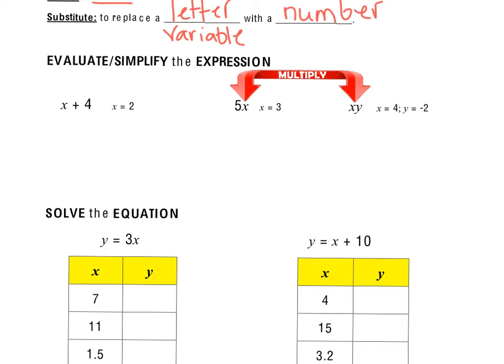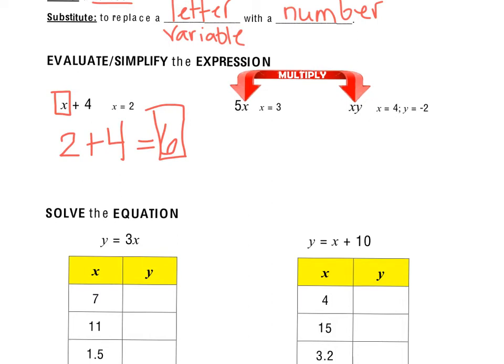So when we substitute, it says x plus 4. So remember, we have x plus 4, and remember our x equals 2. So what we're going to do is we're going to plug in 2 into x, and then we're going to put plus 4. So 2 plus 4 equals 6. Remember? So when we evaluate this expression, we say it is 6.